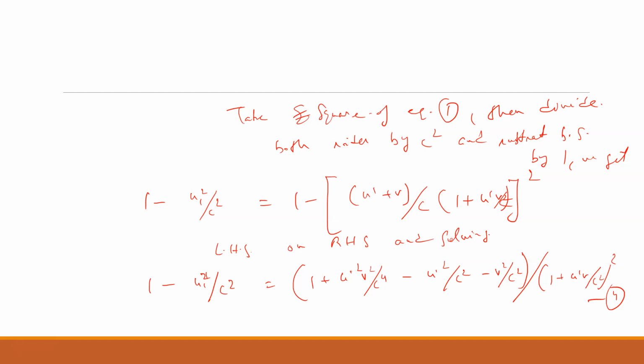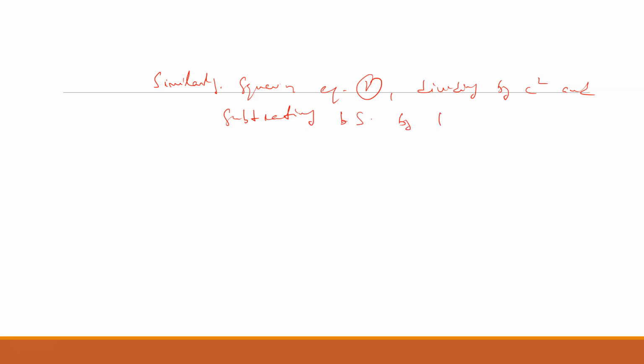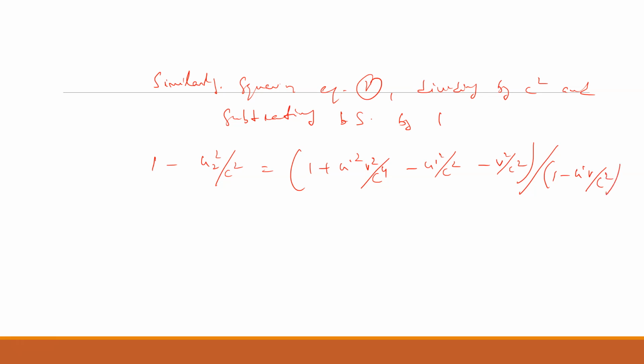Okay, so similarly, by squaring equation 2 and then dividing both sides by c square and subtracting both sides from 1, we will get 1 minus u2 square by c square equals to 1 plus u dash square v square by c4 minus u dash square by c square minus v square by c square divided by 1 minus u dash v by c square whole square. Equation number 5.